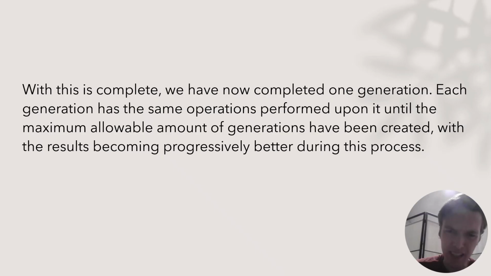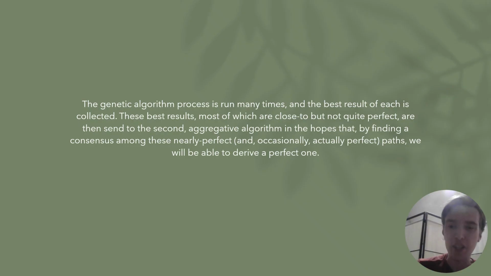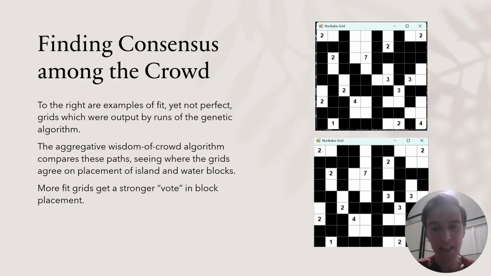And then there's one generation complete. This process keeps going for many generations, and then the single best path from each generation is singled out, and this whole process is run many, many times until we have a whole new population of the best outputs of each run of the genetic algorithm. Then the aggregative wisdom of crowds part needs to find a consensus among these.